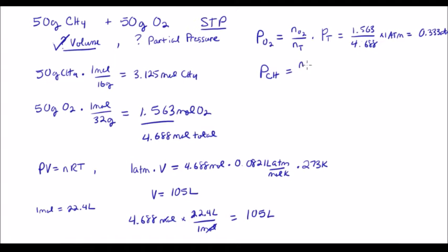All right, I can also do the same thing for my methane. In this case, 3.125 over 4.688. In this case, it's 0.667 atmospheres.